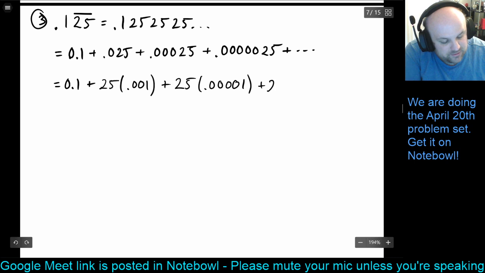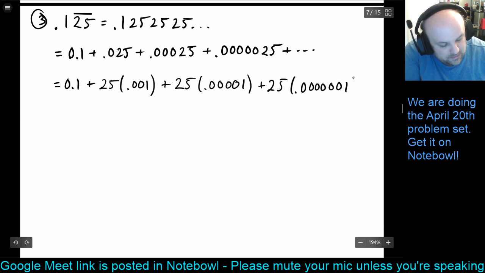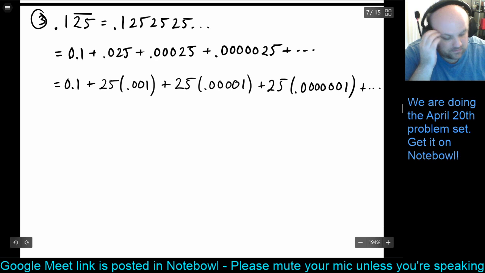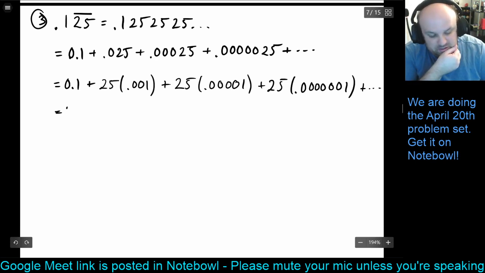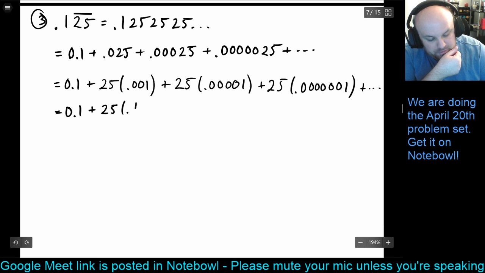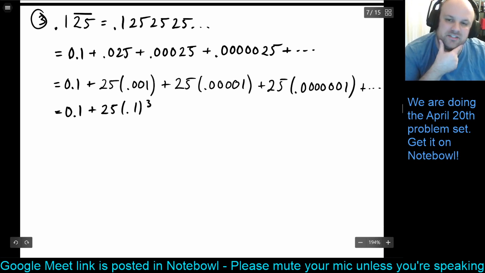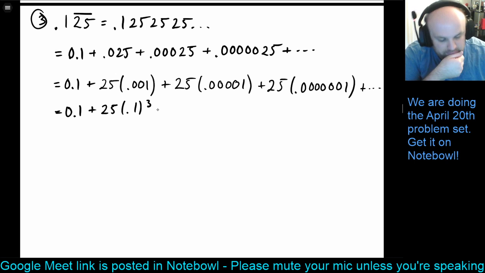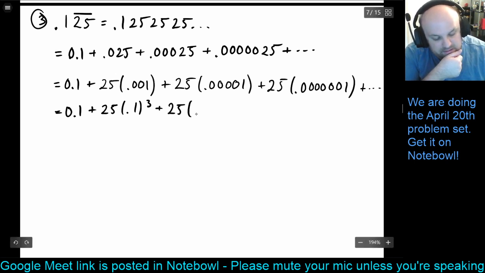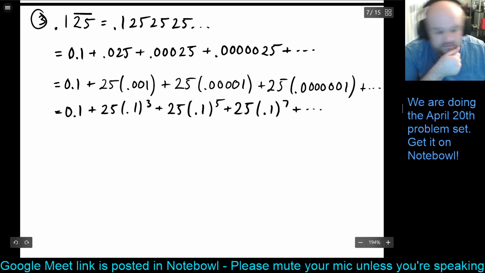Right? This is 25, not plus, almost wrote plus, times 0.23456. Right? And so on. So if we look at this in terms of powers, this is 0.1 plus 25 times 0.1 to the third. Right? Sometimes it helps to just go back all the way to the 0.1. Right? This is 25 times 0.1 to the fifth, 25 times 0.1 to the seventh, and so on.